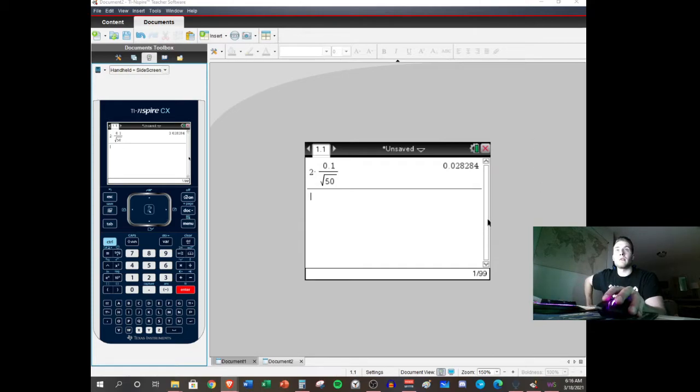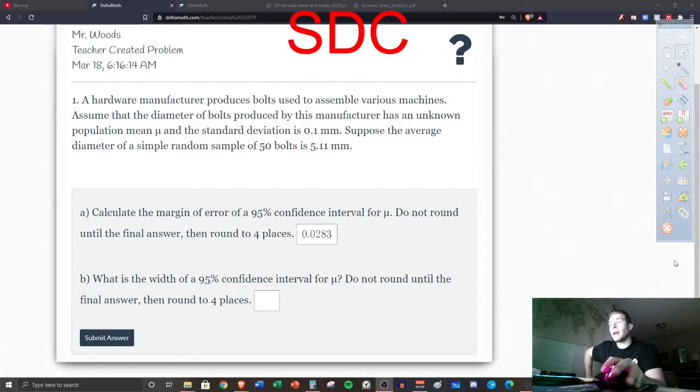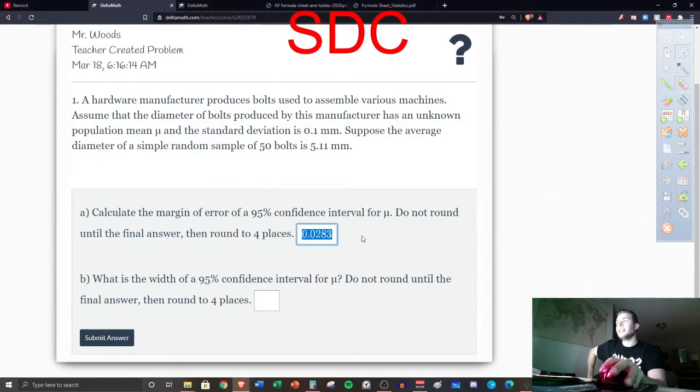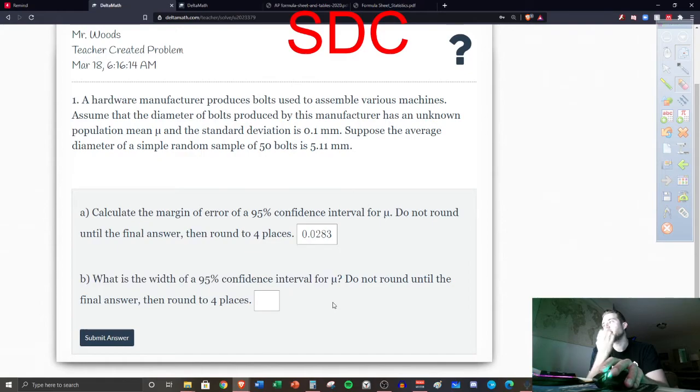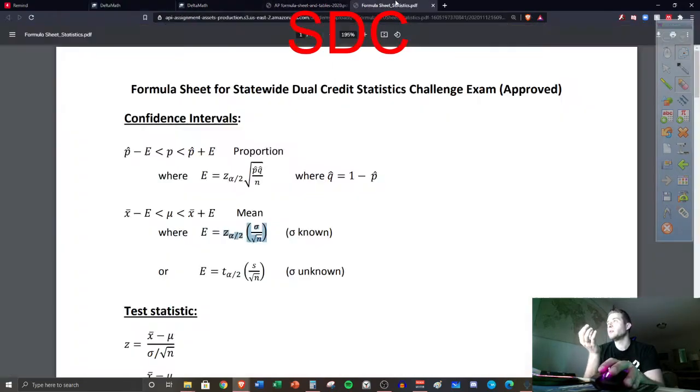So we go back over to the main display here. This is what you should have in. All right, so that's our margin of error. It says, what is the width of a 95% confidence interval for mu? Do not round the final answer. Okay. So what is the width? We have this margin of error, and how do we construct an interval? Well, we can create the interval by adding that error or subtracting that error. That gets the lower and upper boundary. That's what we've been doing for all the practice sheets that we've had.